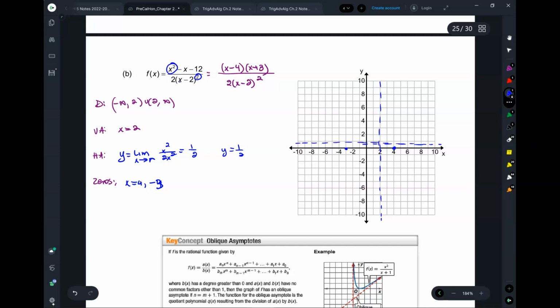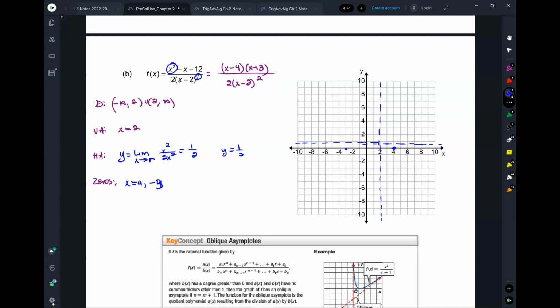Okay, let's go to the right side. Let's test a point, right? If x is 3, okay, how do we do this? Look at the denominator. It's always going to be one sign, positive or negative? Always positive because you're squaring it. So all you have to think about is the top.